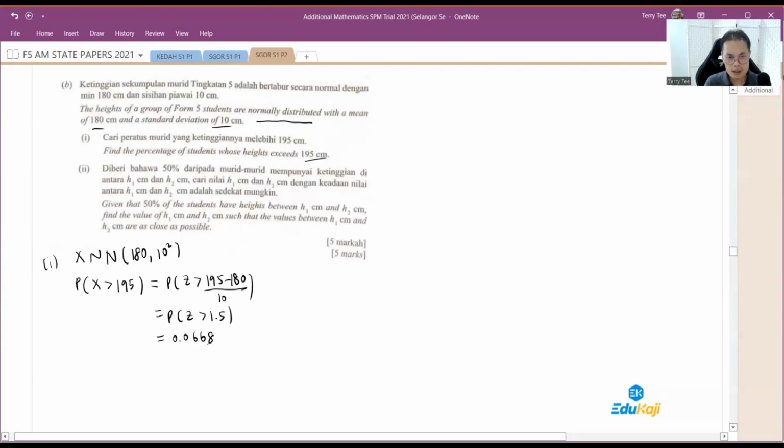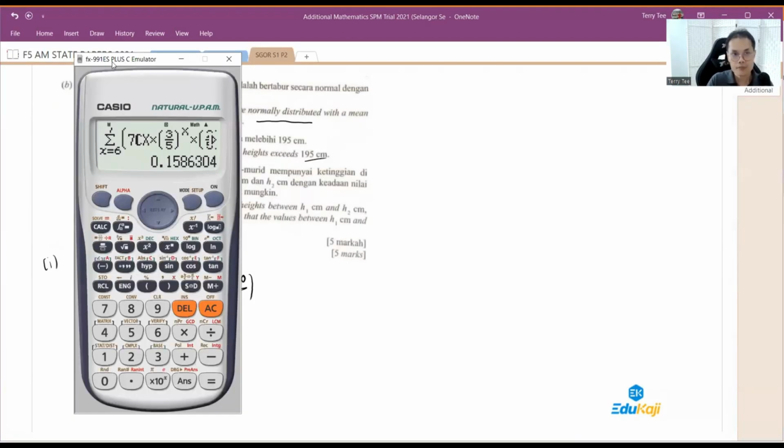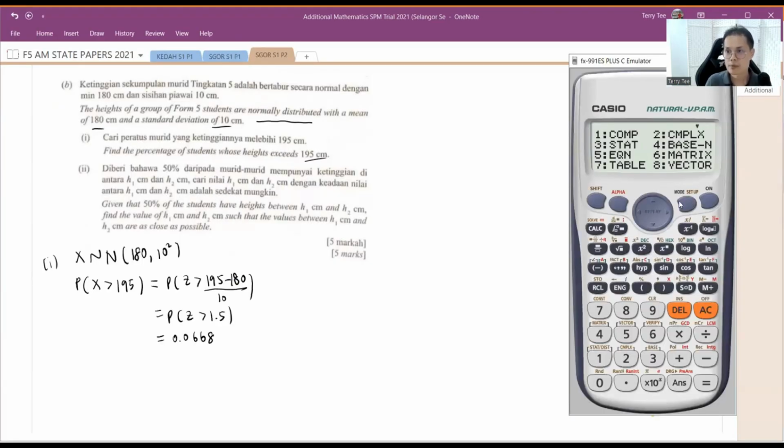Now, I think for calculators, there are 2 versions. If you're using this calculator, you have to go to mode. Let's go to 3 for stats. Go to AC, all clear. Press shift, 1 for stats, press 5 for distribution, press 3 for R. Remember, for this calculator, your upper tail is R. We type 1.5. There you go, 0.0668.